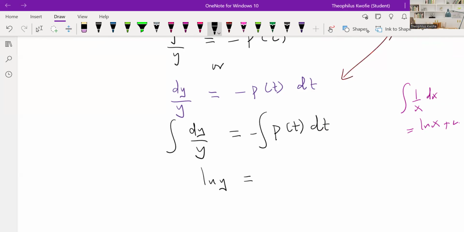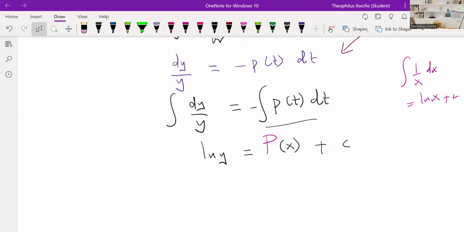Now, what is the integral of this? Because p of t, which is the integrand, has not been defined explicitly, according to the fundamental theorem of calculus, the integral of small p is equal to big P. Then plus, since this is just an indefinite integral, we add some constant, let's call it C. Very important. Let's get going.